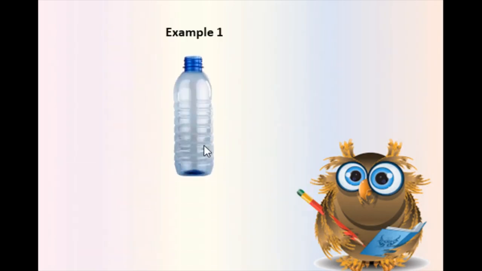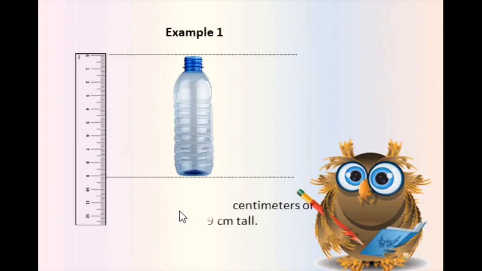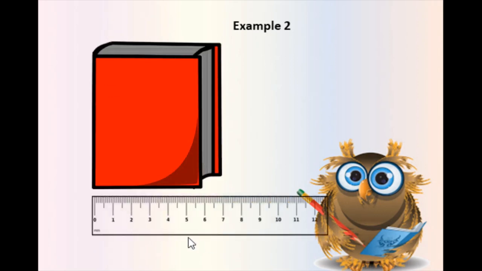Example, measuring a water bottle, you have to begin at the top before ending at the bottom. And so you count from 0 to 9. That's why you get 9 centimeters or 9 cm tall. Or perhaps do it horizontally. Begin here and end here. Thus you get 6 centimeters or 6 centimeters long.